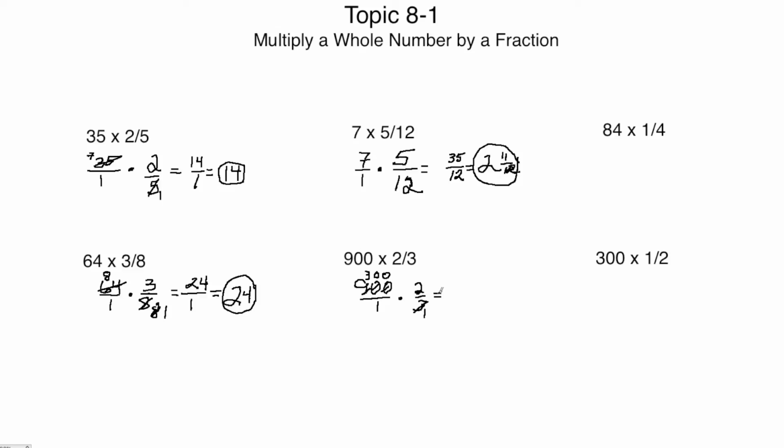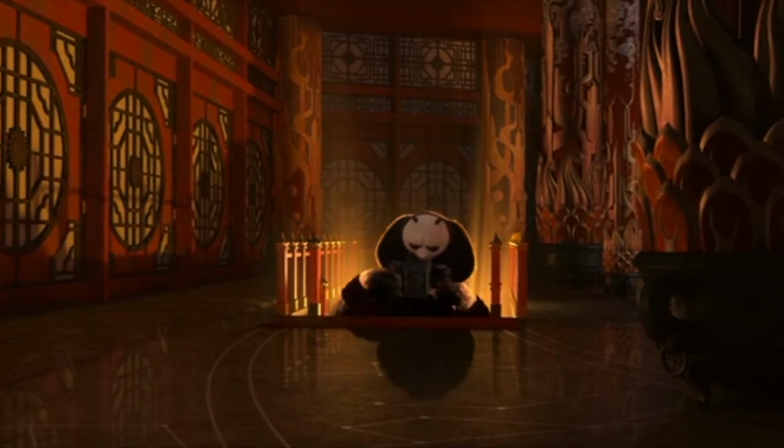Now, second step, multiply straight across. What's 300 times 2? 600. And 1 times 1 is 1. And 600 divided by 1 is 600. There's your answer. Circle your answer. Did you get that? Awesome.